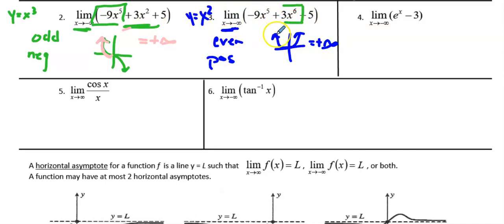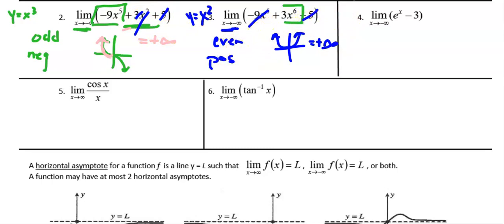So these are simple polynomials. All we really care about for these is the highest degree of the power, and then literally the sign in front of it. So we don't care about anything else in our problem except for the highest degree. All right, that just gives us our end behavior of what our function is going to do.